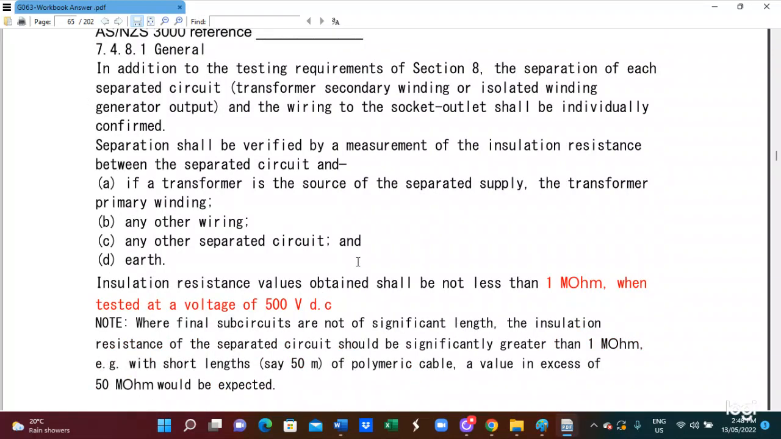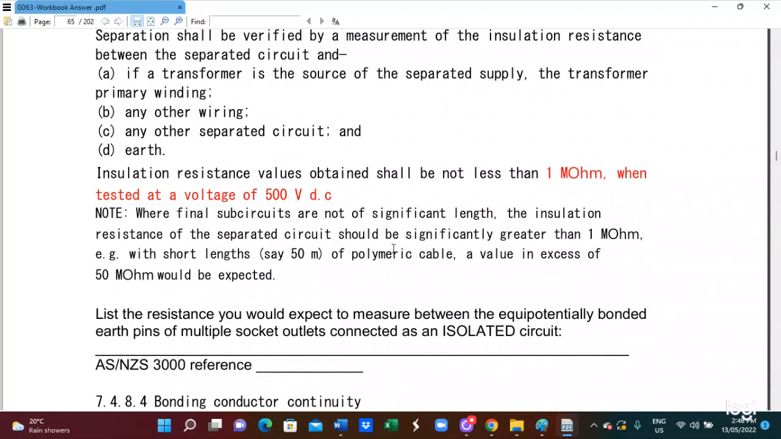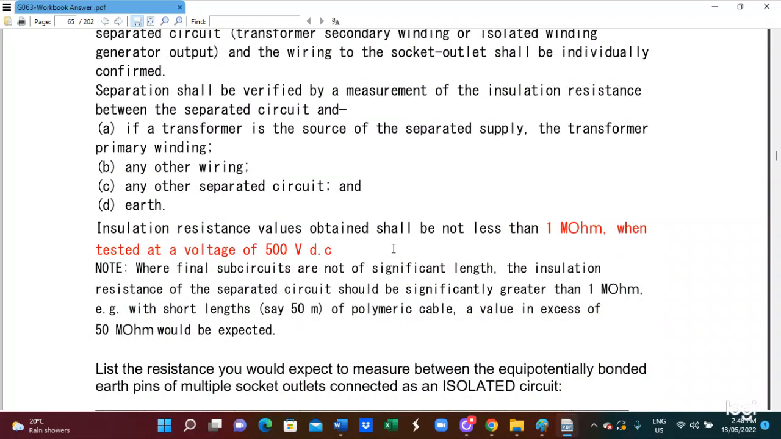We do the separation test of the circuit. If the transformer supplies the separated circuit, it transforms by winding, with no other winding, and the other separated circuit and earth. Those have to be done. You have to do the appropriate testing of the installation of the system.